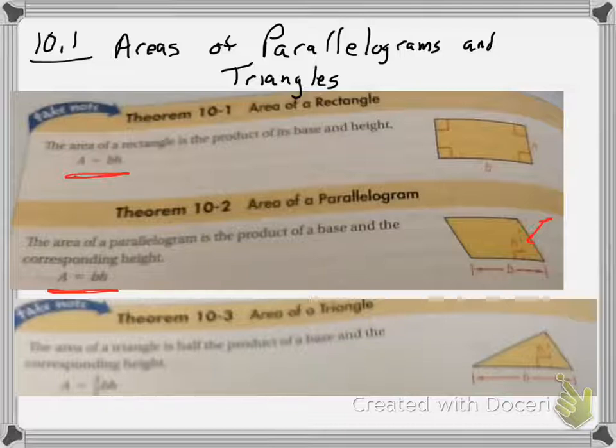That's why you don't need that here in a rectangle, because it's 90 degrees there too. And same thing with the triangle, drop down, form 90 degrees. All heights form 90 degree angles with the base. Okay, and the triangle is 1/2 base times height.